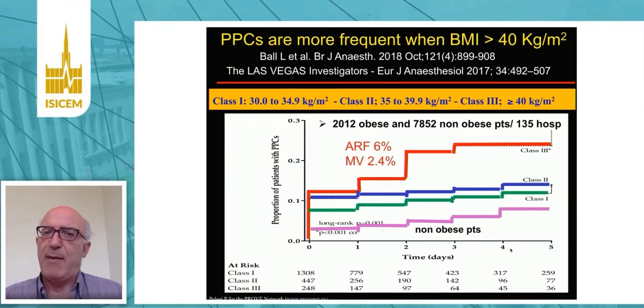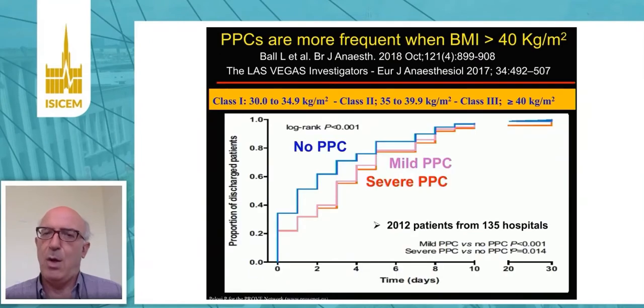Patients in class 3 have a risk of 6% to develop respiratory failure postoperatively and a risk of 2.4% to need mechanical ventilation. In class 2 and class 1, the risk is 1.4% and 1% to need mechanical ventilation. And of course, in non-obese patients, much lower, with a risk of around 1% to develop respiratory failure postoperatively and a mechanical ventilation risk of 0.5%.